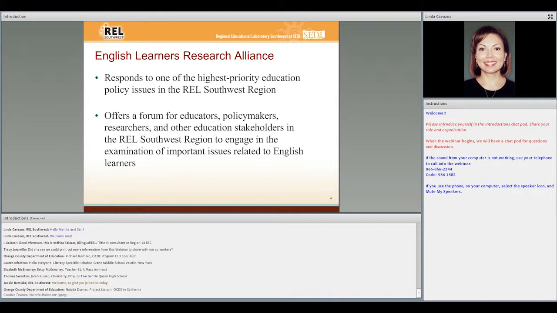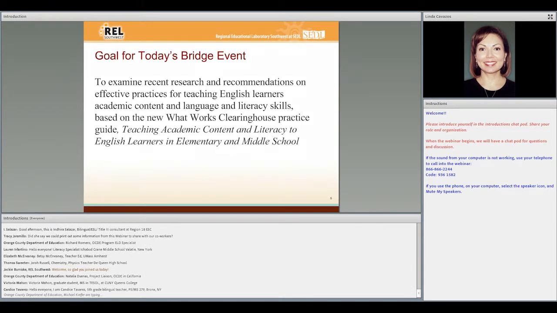Our goal for today's event is to examine recent research and recommendations on effective practices for teaching English learners academic content, and language and literacy skills. This is based on the new What Works Clearinghouse Practice Guide. I've provided the link, and you can also find the link in your email. The Teaching Academic Content and Literacy to English Learners in Elementary and Middle School. So the focus will be elementary through middle school, although some of these practices can be extended up and down.